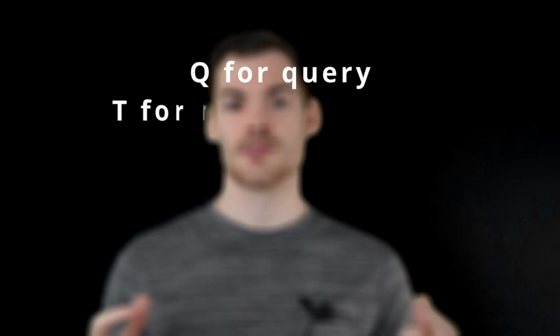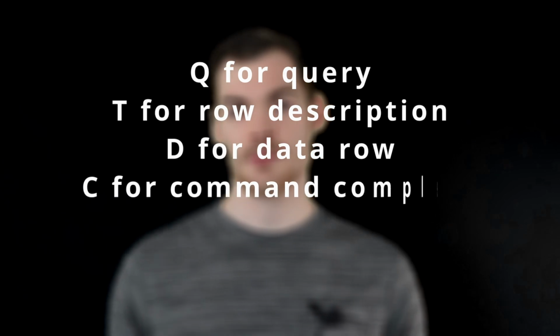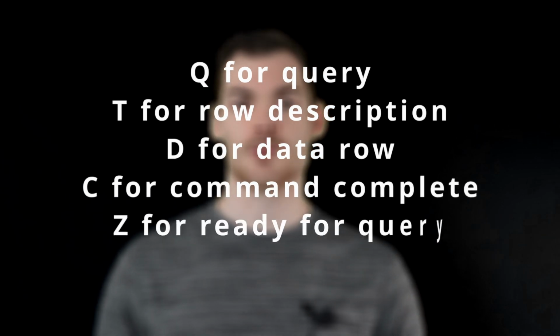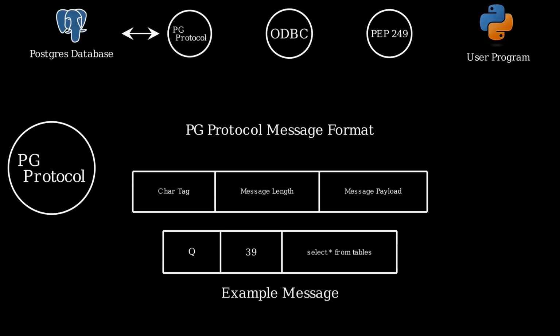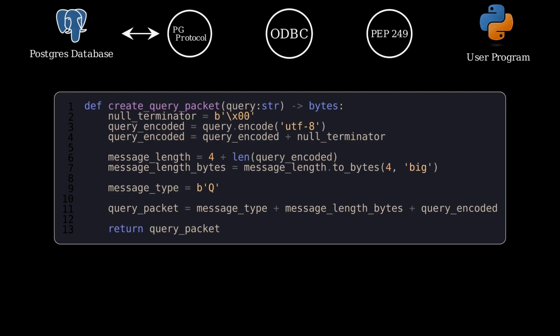A few examples of the message character tags include Q for query, T for row description, D for data row, C for command complete, and Z for ready for query. Now that we know what a normal message looks like, we can create a query message from a query string. This function adds the message type to the message length to the query along with encoding it to bytes, which can be sent over a TCP socket.